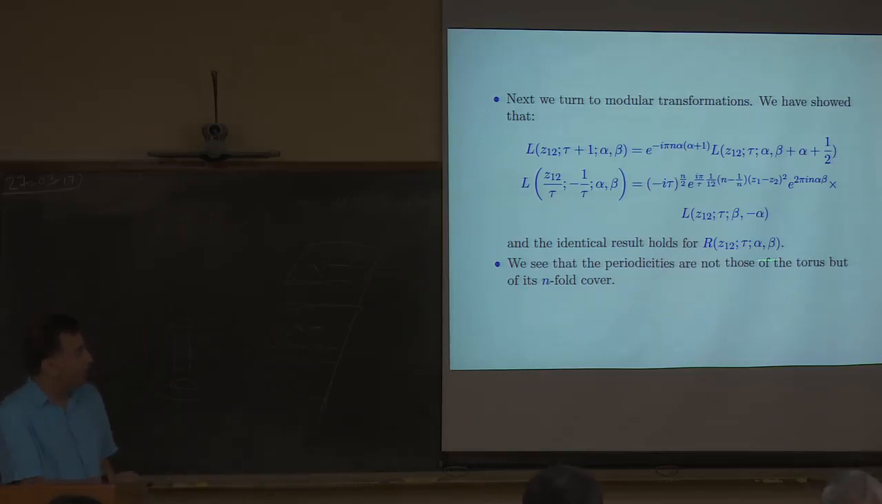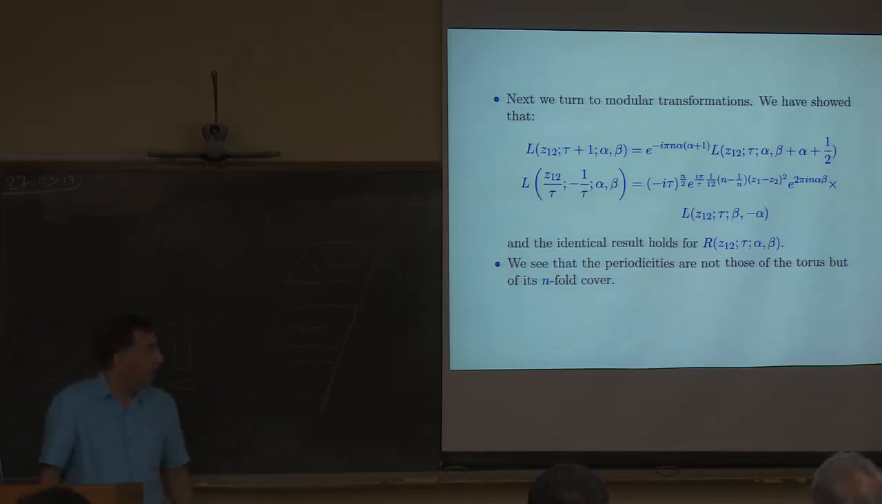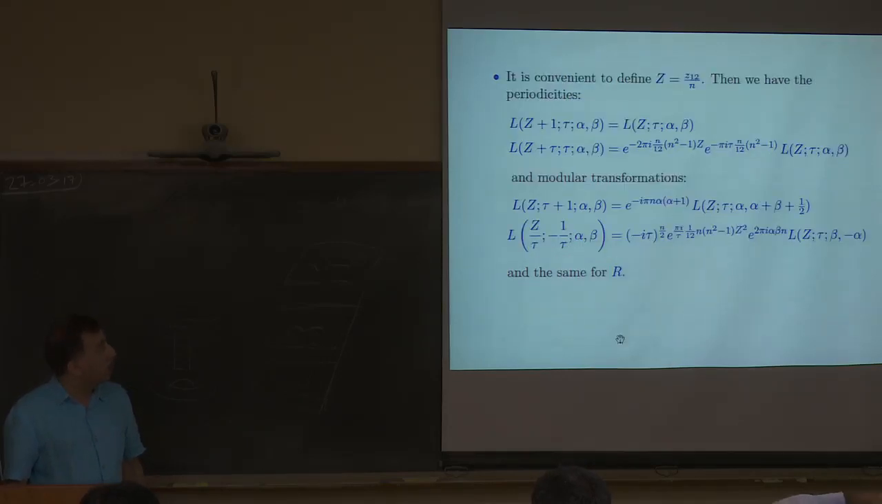Anyway, so the periodicities are not those of the torus but of its n-fold cover. One strange twist is if n is even, then the periodicities are of its 2n-fold cover. That's just a peculiar thing that happens. Okay. So that's a fact.